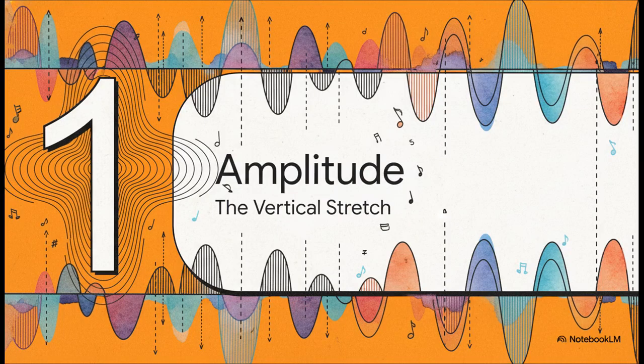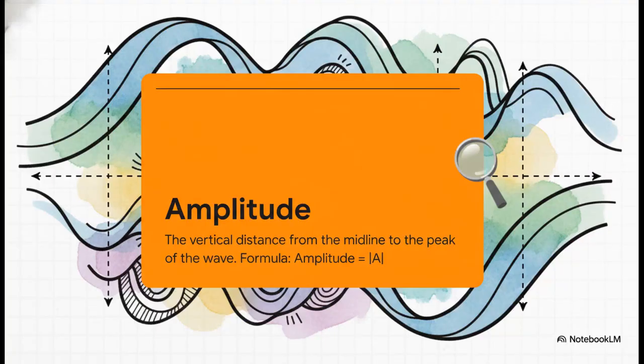Okay, let's tackle loudness first. In math speak, we call this the amplitude. It's really just a word for how we stretch the wave up and down, vertically. So what is amplitude? It's just the height of the wave. Well, to be precise, it's the distance from the middle line all the way up to its highest point, or peak.